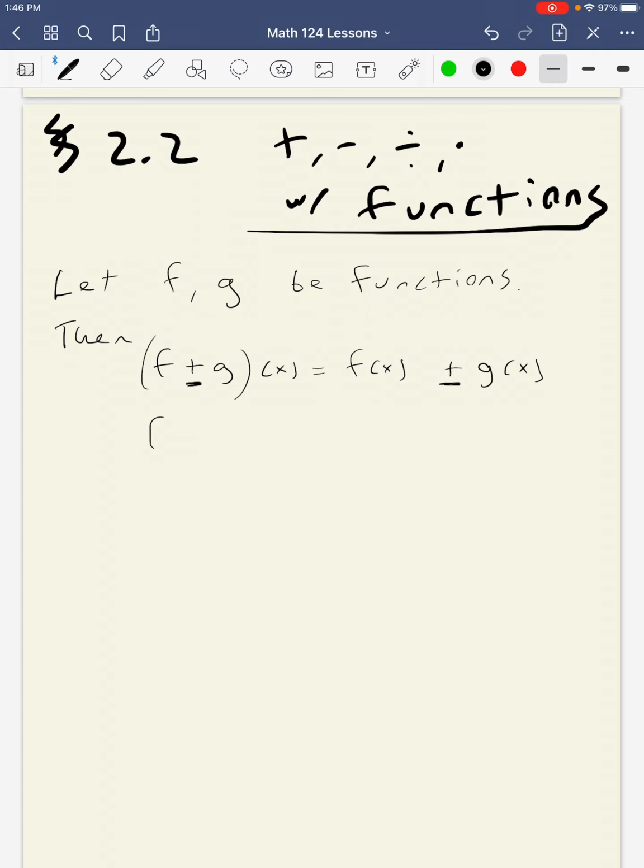Now f times g, we just write fg, of some variable x. It is just, we take the formula for f and we multiply it to the formula of g.